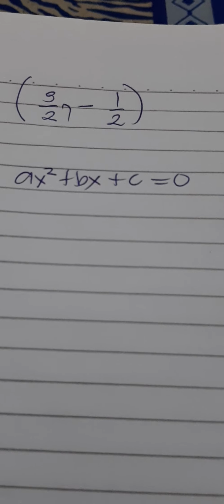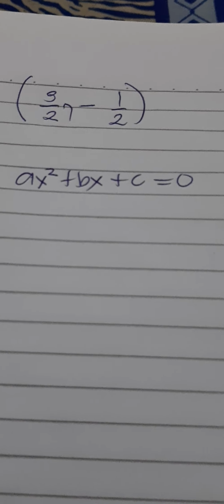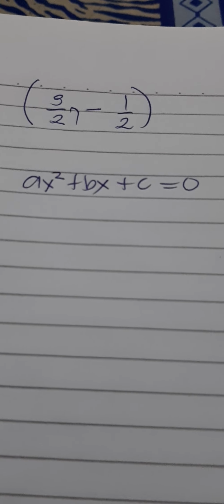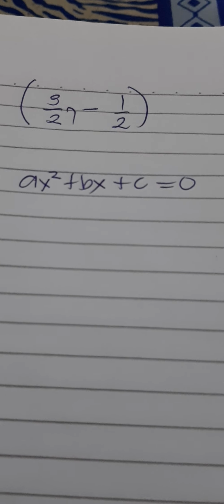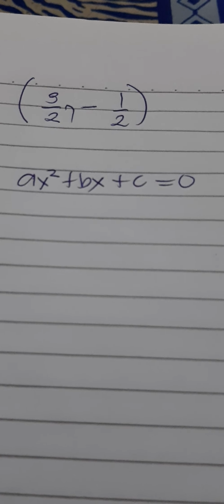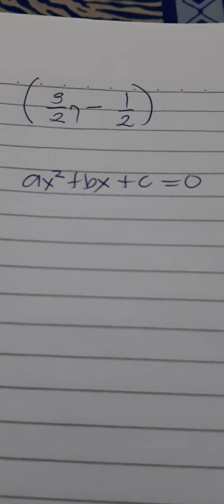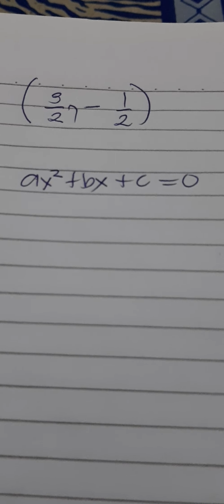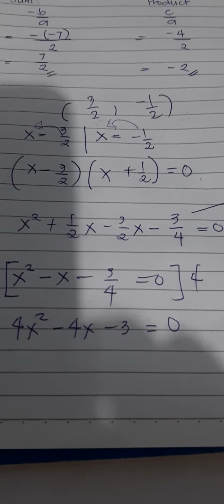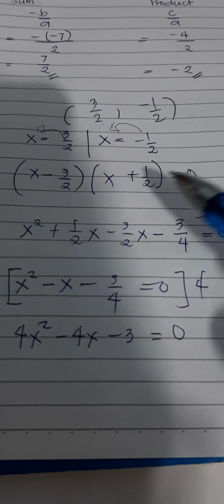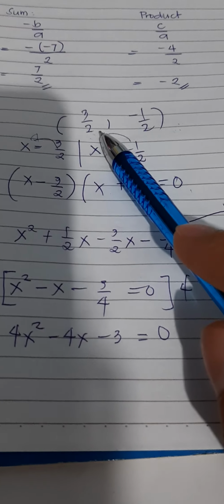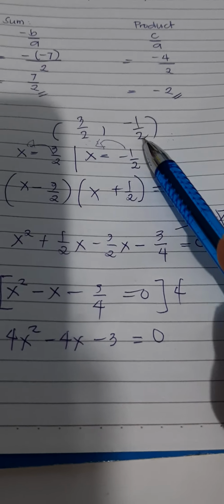What if you are only given the roots of the quadratic equation and you need to find its standard form, which is ax squared plus bx plus c equals 0? So let's discuss its process in this video. So the process looks like this. So we have the roots, we have 3 over 2 and negative 1 over 2.